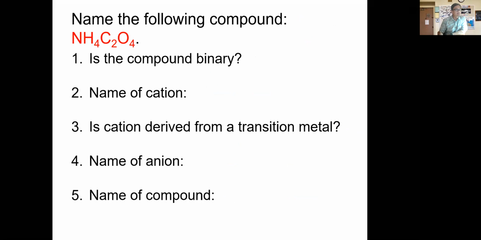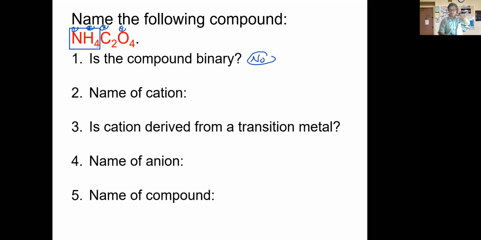Is this compound a binary compound? Well, let's count the elements. We have nitrogen, hydrogen, carbon, and oxygen. We have four elements here, so obviously it is not a binary compound. But is this compound an ionic compound? If I didn't tell you that this was an ionic compound, would you be able to identify that? It would be very difficult if you did not memorize this right here.